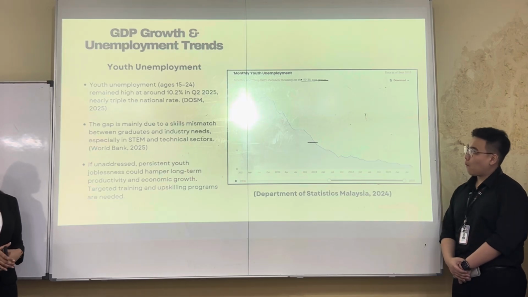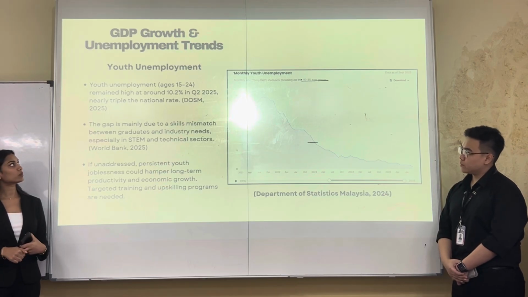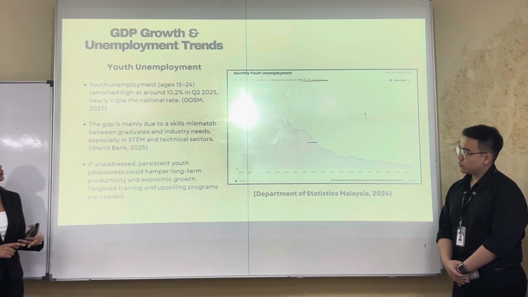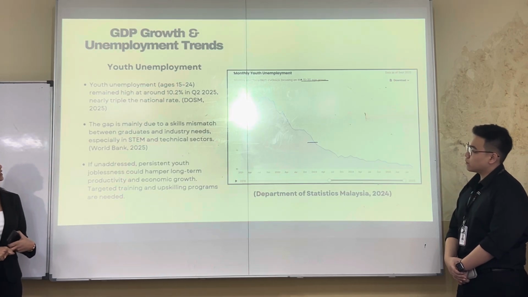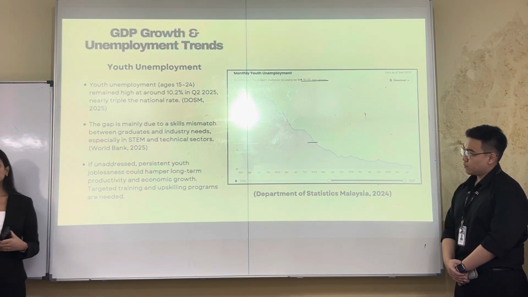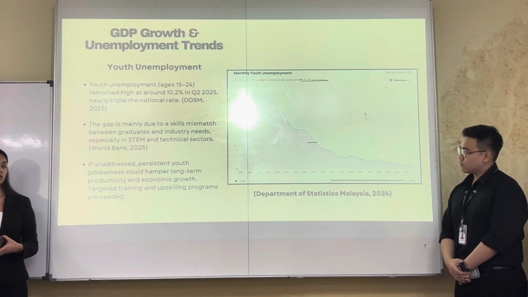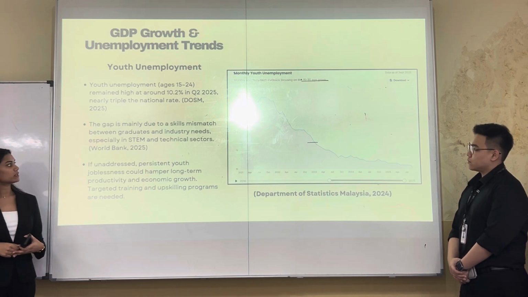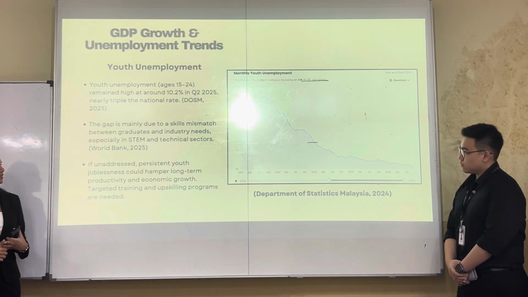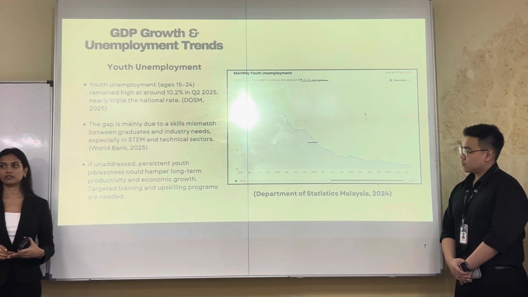Next is youth unemployment. Even though the overall unemployment rate in Malaysia is lower, youth unemployment is quite high for ages 15 to 24, remaining around 10.2% in Q2 2025, nearly triple the national average rate. This gap is mainly due to skill problems, where fresh graduates don't have the skills that employers require nowadays, especially in technical sectors and STEM. If this is unaddressed, persistent youth joblessness could hamper long-term productivity and also affect the overall economic growth of Malaysia.